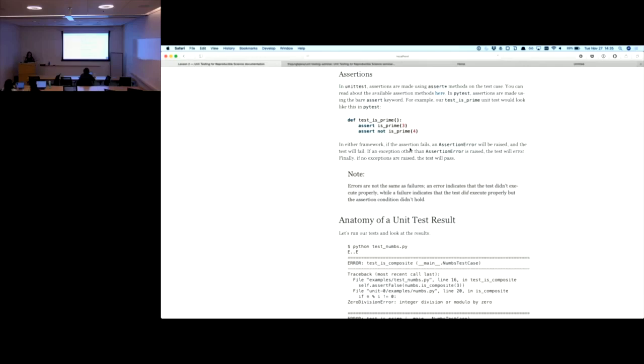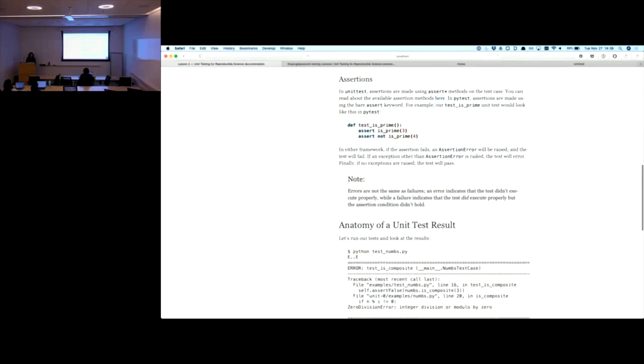So in either framework, either Python's unittest or PyTest, if the assertion fails, it's going to raise an exception called an AssertionError, and the test will fail. If it encounters another exception while it's trying to execute your test, the test is going to error. And then finally, if no exceptions are raised, your test is going to pass. So failures and errors are different from one another. A failure indicates that the asserted condition did not hold, while an error indicates, okay, something went wrong while I was trying to run the test and I wasn't actually able to evaluate the assertion and I don't really know what happened.